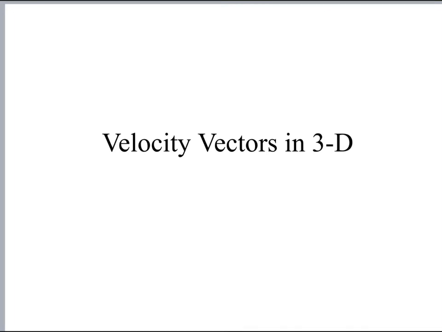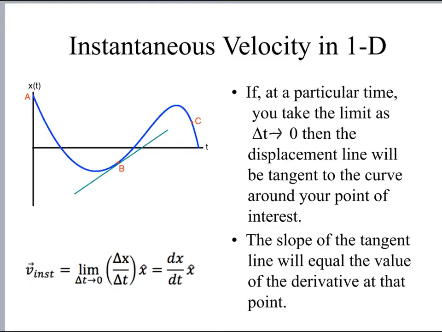Okay, now we're going to look at velocity vectors in 3 dimensions. Let's look at instantaneous velocity in 1 dimension before we try to tackle 3. This is a bit of a review, but if I have a point here and a point there, and I connect those two with a straight line, I know that the slope of that line is going to be given by delta x over delta t, and that's going to be my average velocity.